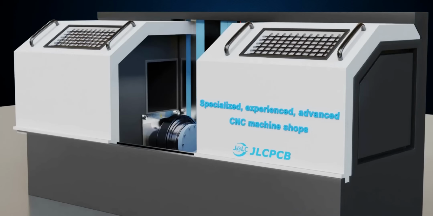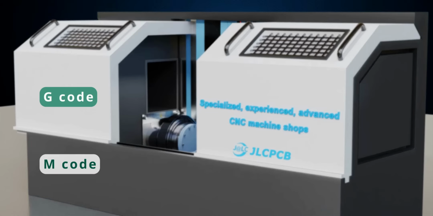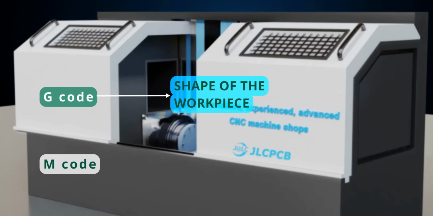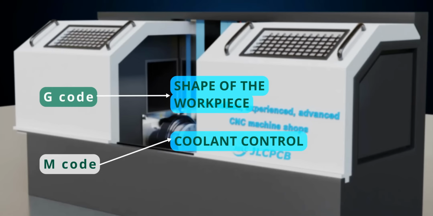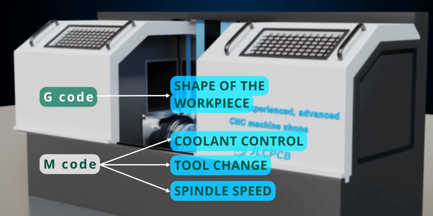Now, let's review some basic information about G and M codes. First off, G stands for geometry. This means all the information required to achieve the shape of the object is conveyed by the G code. M, on the other hand, stands for machine. This means all the machine-related information such as coolant control, tool change, and spindle speed are controlled by M code.